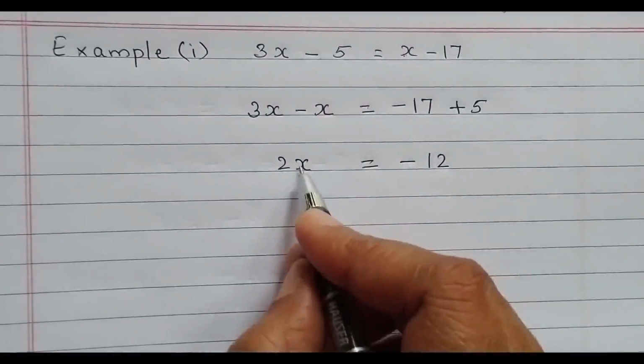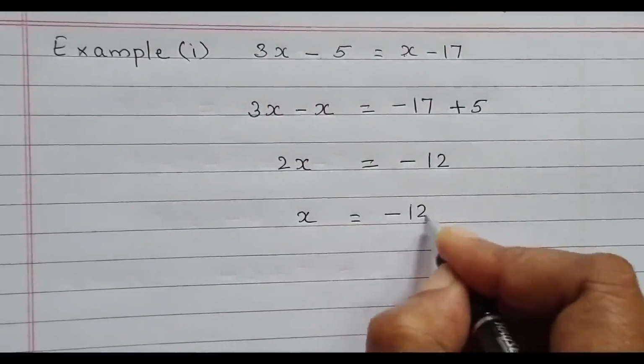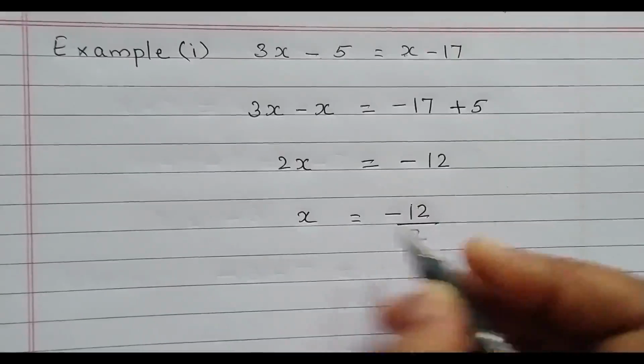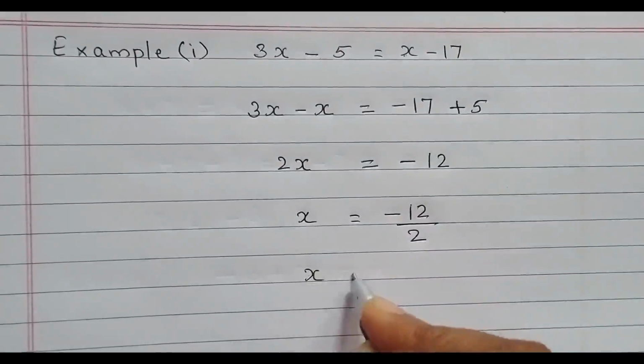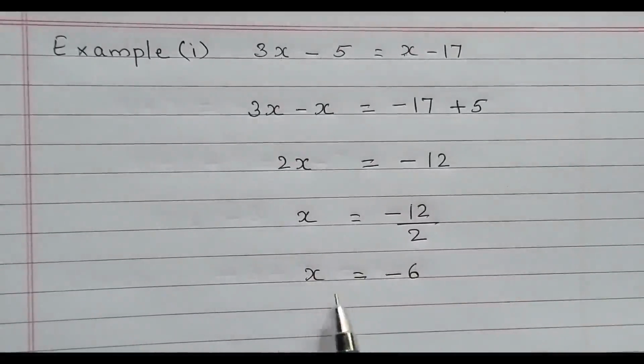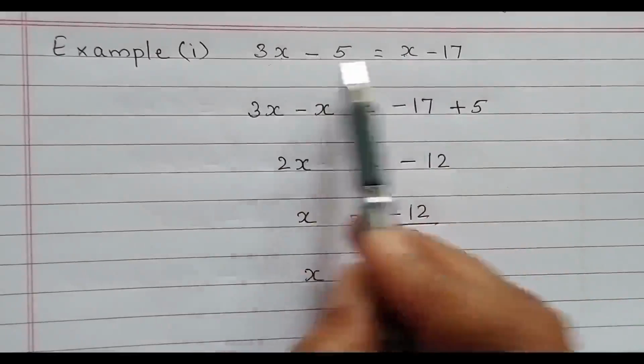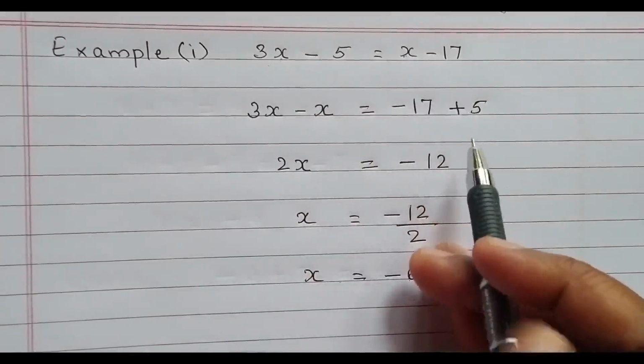Now how will you get the value of x? x is equal to minus 12 divided by 2. So you have the value of x as minus 6. If you substitute the value of x as minus 6 in this equation, the left hand side and right hand side will be the same.